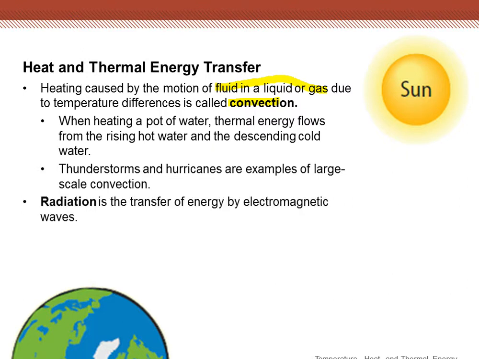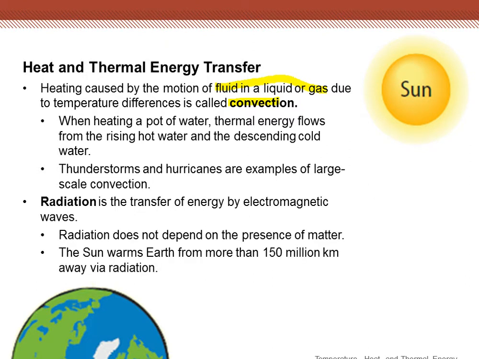However, radiation is a transfer of energy by electromagnetic waves. And we see this every day when we get energy and heat from the sun. Radiation does not depend on the presence of matter, which is good because otherwise we would not be able to get any of the energy from the sun because the space between the sun and the earth has very little to no matter in it. And the sun warms the earth from more than 150 million kilometers away using radiation.